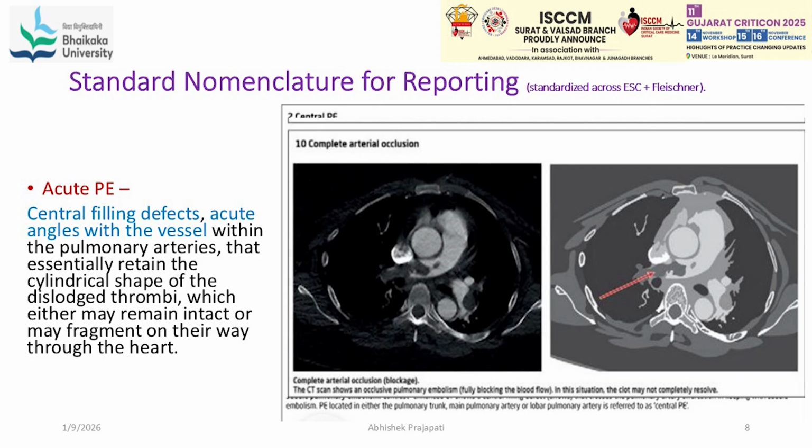Then it also includes complete arterial occlusion. Here the whole pulmonary right main branch is occluded with the thrombus, and here there are high chances of mortality, and high chances that even though we thrombolyse, some thrombus will remain inside. It may lead to CTEPH.